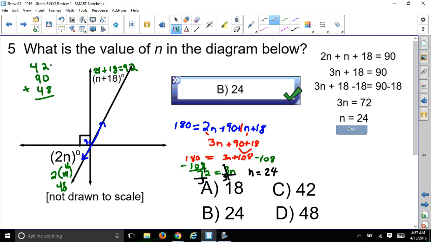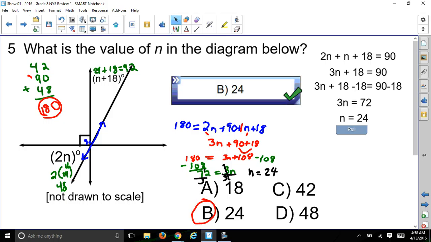So let's see. 2 plus 0 plus 8 is 10. Carry the 1. 4 plus 4 is 8. 1 plus 9 is 10. So 8 plus 10 is 18. And it does add up to 180. So I am definitely sure that my n is equal to 24 for this line. So nice job on that. So n is equal to 24. B was a good choice.